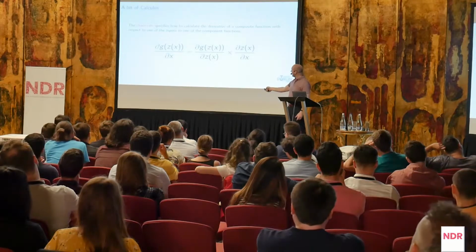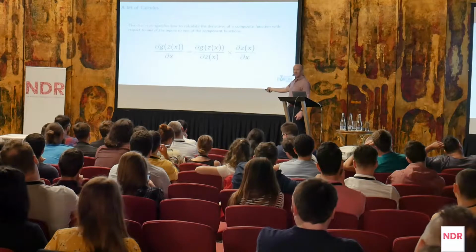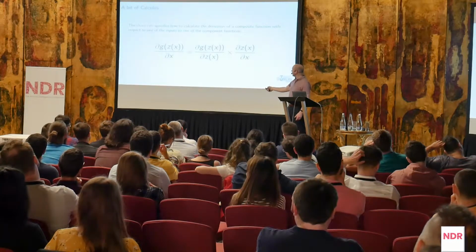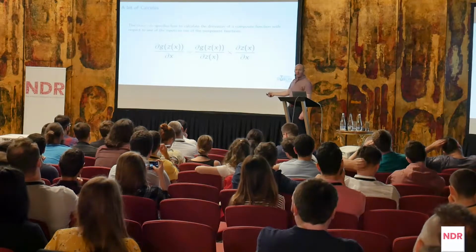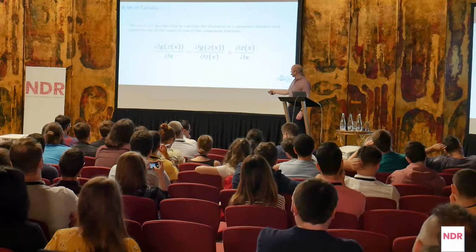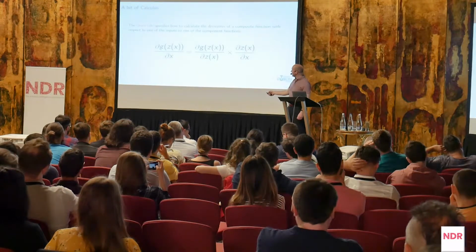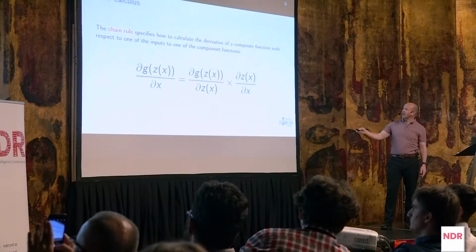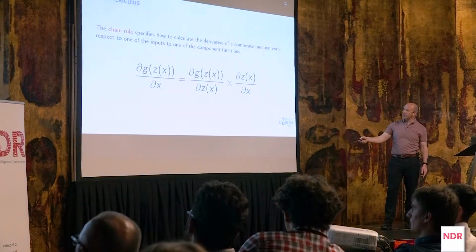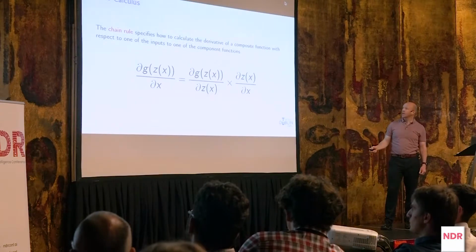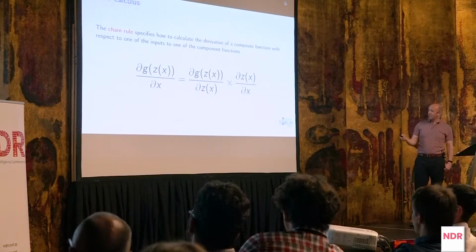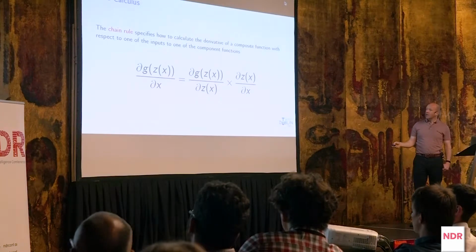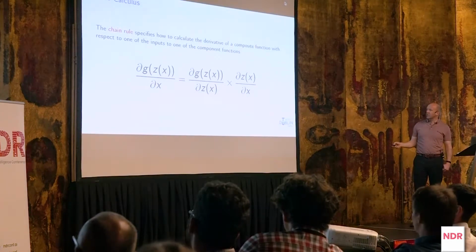Okay? So for example, here I have a function g, and it takes as input the output of the function z, which takes as input the input x. So that there is a composite function that is the composition of g and z put together. And what the chain rule tells us is how to calculate the derivative of g with respect to the input to z. We just do that by decomposing this term here into the product of these two terms.